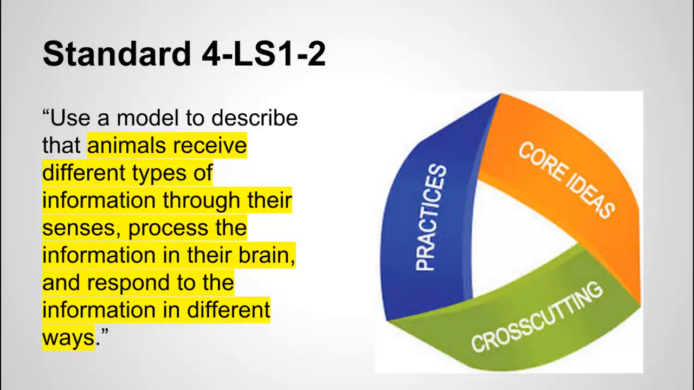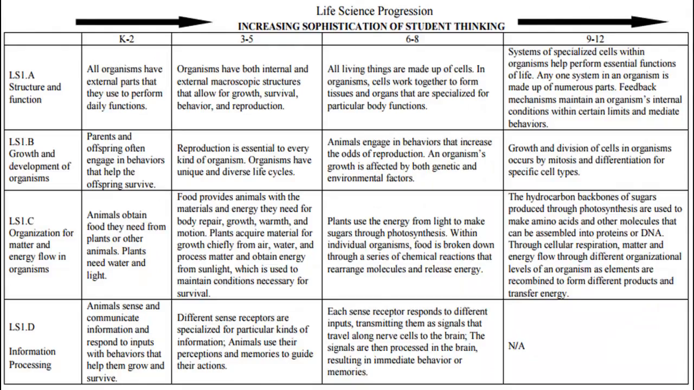The goal of this standard is to learn how these senses are detected by specialized receptors and how animals use this information to respond accordingly. Now, within the Next Generation Science Standards, if you were to view Appendix E, which I will show you a link to later on, at the very bottom where it says Life Science 1.D Information Processing, we can see what our students should be learning at the 3rd through 5th grade level.